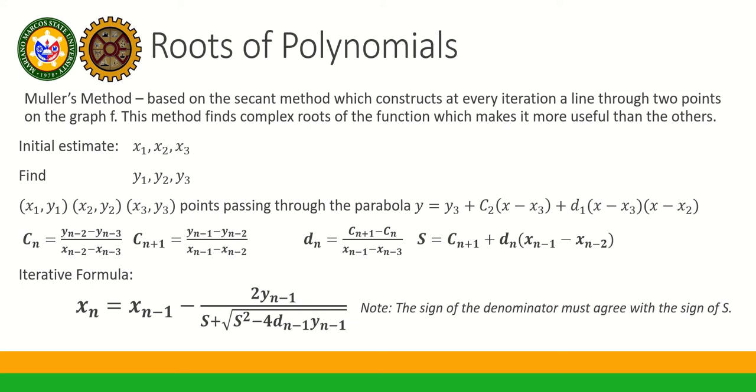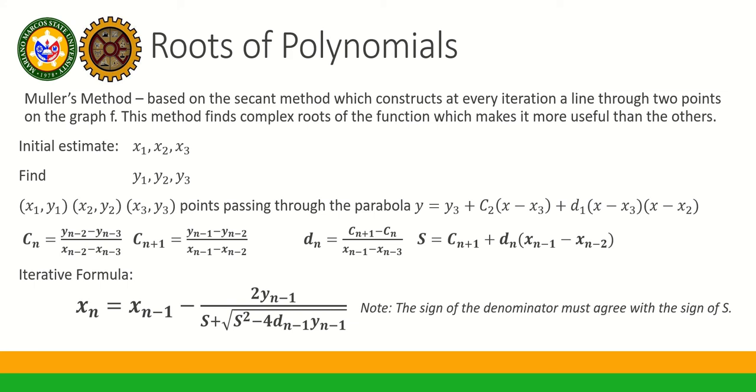Yung Muller's method kasi ginagamit niya si quadratic formula, and we all know that quadratic formula contains a radical expression, and when we have a radical expression, ibig sabihin we have two roots there, which is the positive and negative, and it can be both real, both complex, or either one of them is complex. Okay, so yun yung pinagkaiba ni Muller's method sa ibang methods in solving nonlinear equations.